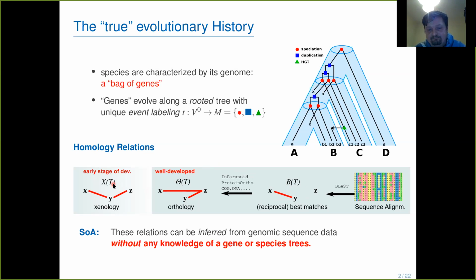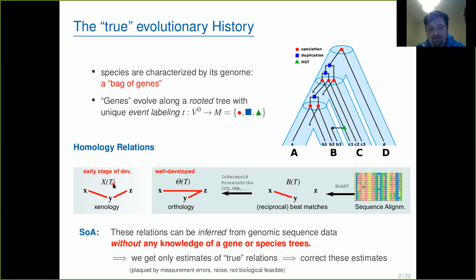Now, we get only an estimate of the truth, right? And it is quite likely that there are measurement errors in there, that there's noise in there, that this does not make any biological sense. But how can we know it? Because we don't know the truth, right? And so, to some extent, we want to correct these estimates to some biologically feasible one.